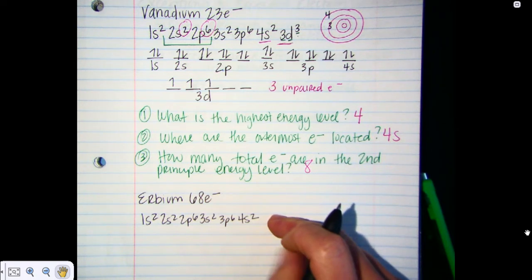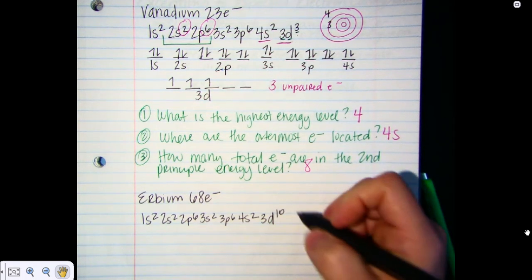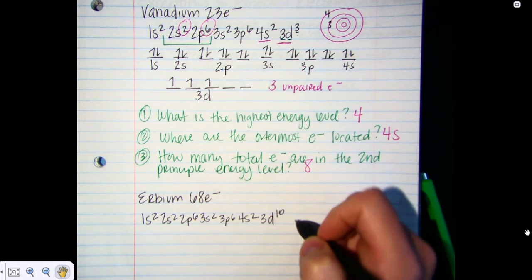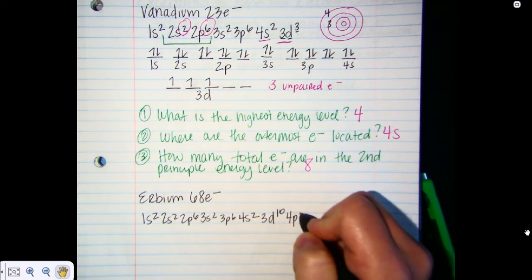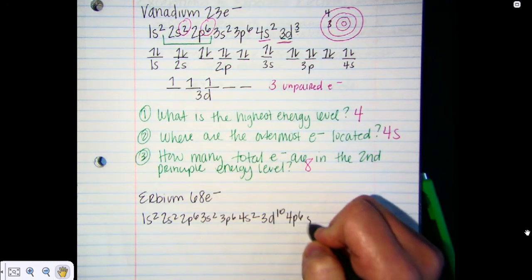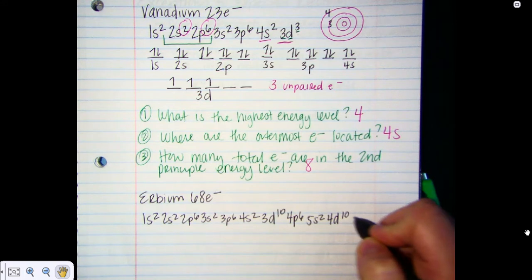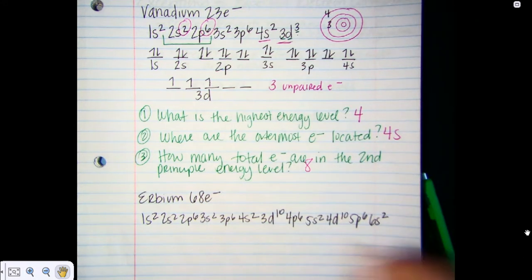So what comes after 4s? All right, 3d, 10. So now I had 48 left. Now I have 38 left. So I got to keep going. After 3d, 4p6, 5s2, 4d, 10, 5p6, 6s2. So let's see where we're at now.